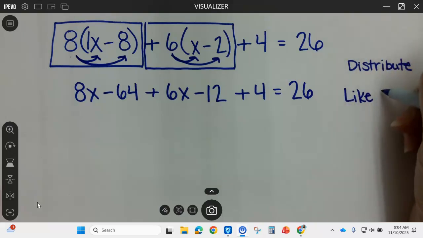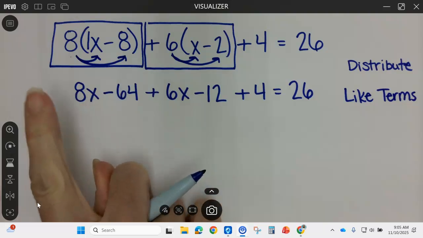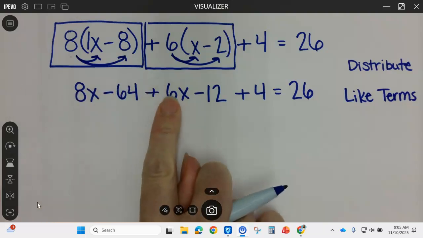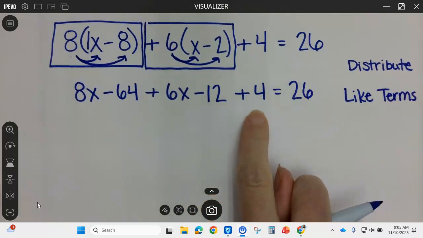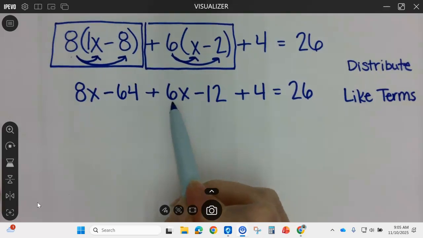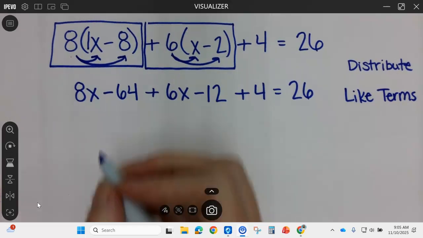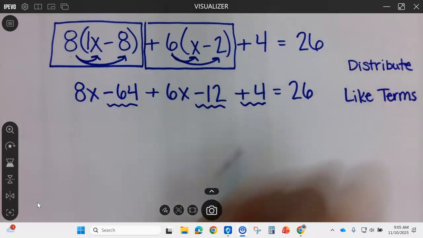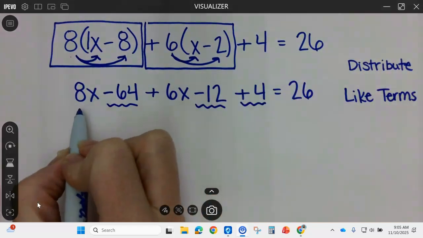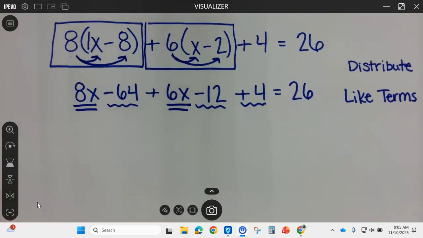Next step is to combine like terms. So to remind you, each of these components is called a term. Okay, if it's a number by itself, we call it a constant. Letters are variables, and the number that is with a variable is called a coefficient. So our integers would be like terms, because they do not have a variable. And then things that have the same variable and the same power are like terms.